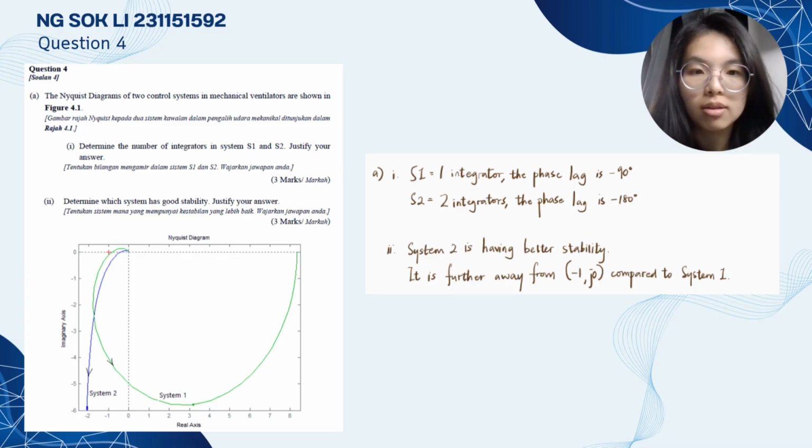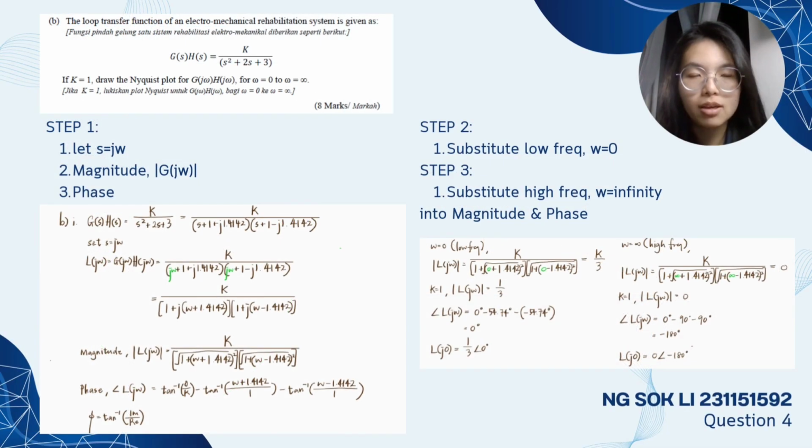to system 1. So part B of question 4 is to draw the Nyquist plot for the transfer function given, GH equals K over s squared plus 2s plus 3. Step 1 is to substitute s equals j omega. After that, we calculate the magnitude and also the phase. Phase is equal to arctangent of imaginary over real value.